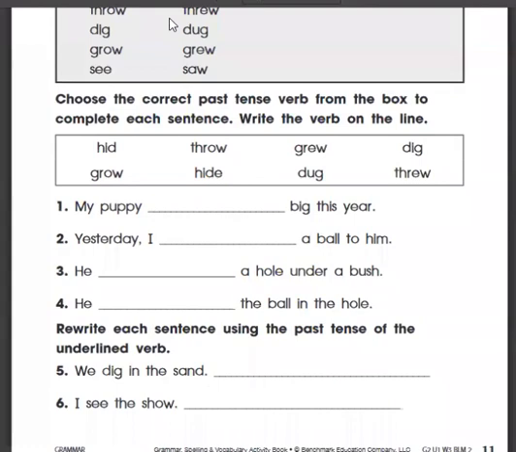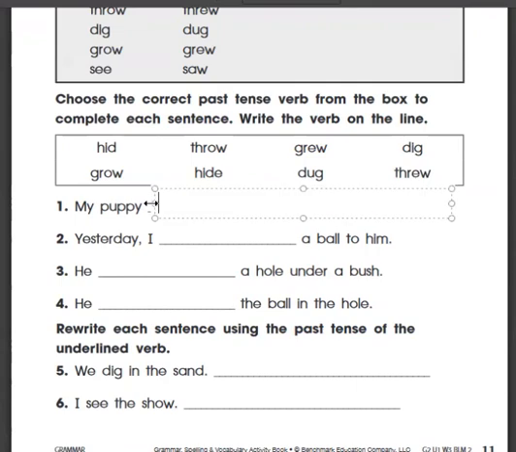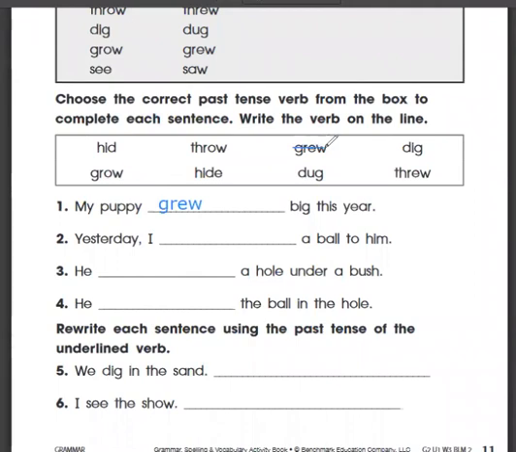So let's take a look at this first sentence. My puppy blank big this year. Using the past tense of what is your puppy going to do big? Right, it's going to be grow, but we're saying in the past tense, he grew. G-R-E-W. Just cross that one off so we know.